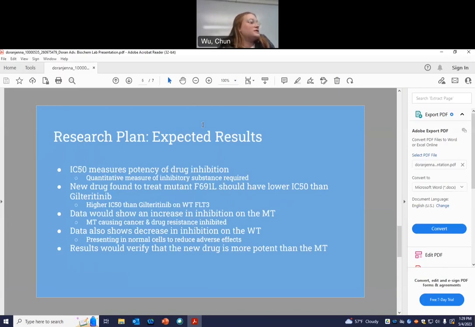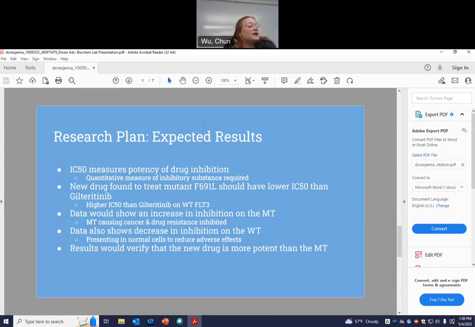So the expected results: the IC50 measures the potency of the drug in inhibiting a specific biological function. In this case, it would be the FLT3 gene, and it's a quantitative measure of the inhibitory substance required to inhibit that specific biological function completely. The new drug found should treat the F691L mutation, and it should have a lower IC50 than gilteritinib, but a higher IC50 than gilteritinib on the wild-type FLT3.